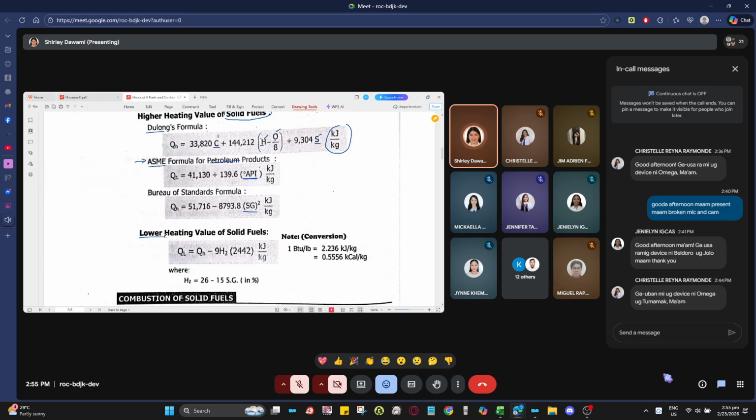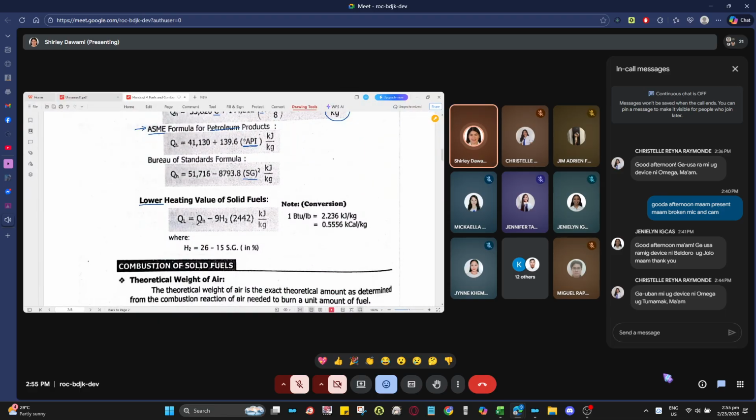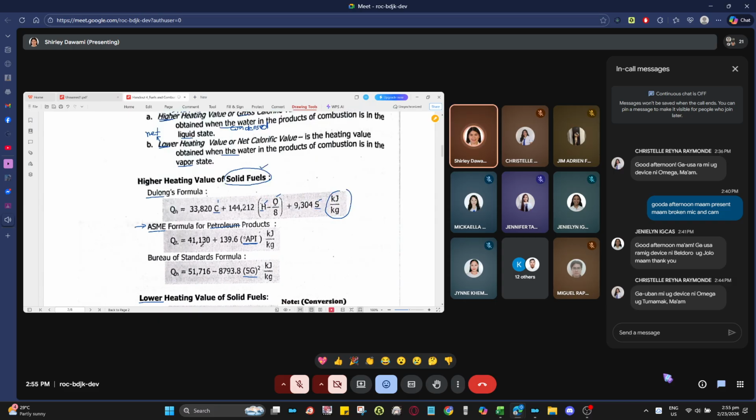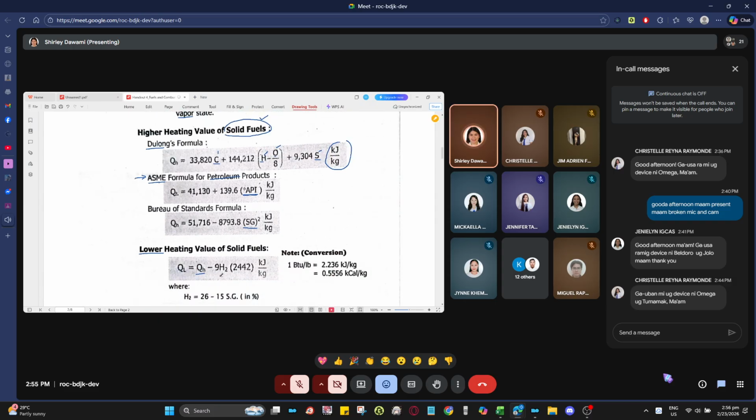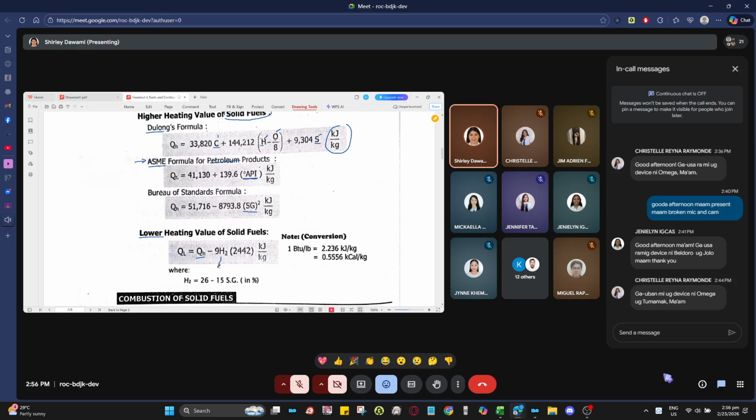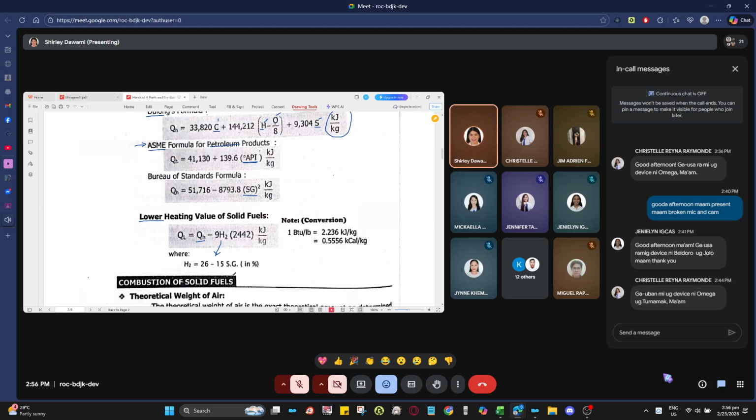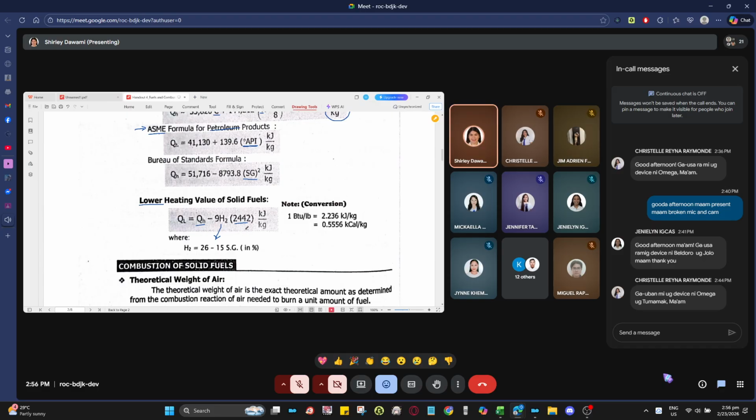For the lower heating value of solid fuels, that is equal to the higher heating value minus 9 times H2 times the 2442. H2 is, this is how to get the H2. Okay, so 2442 is not constant, no? I mean, 2442 can only be used if your QH is in kilojoule per kilogram. So you have to be careful ani niya, para consistent ang inyong unit. Otherwise, dili na ni pwede for 2442 kung dili in kilojoule per kilogram inyong QH.